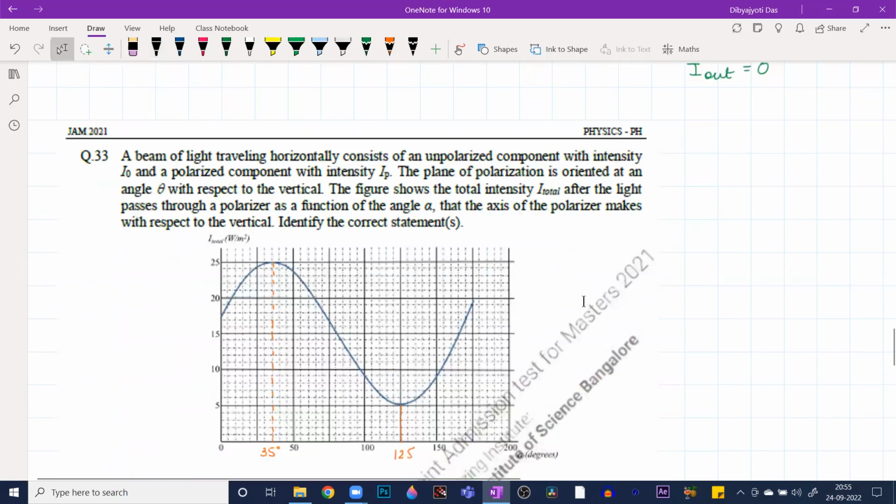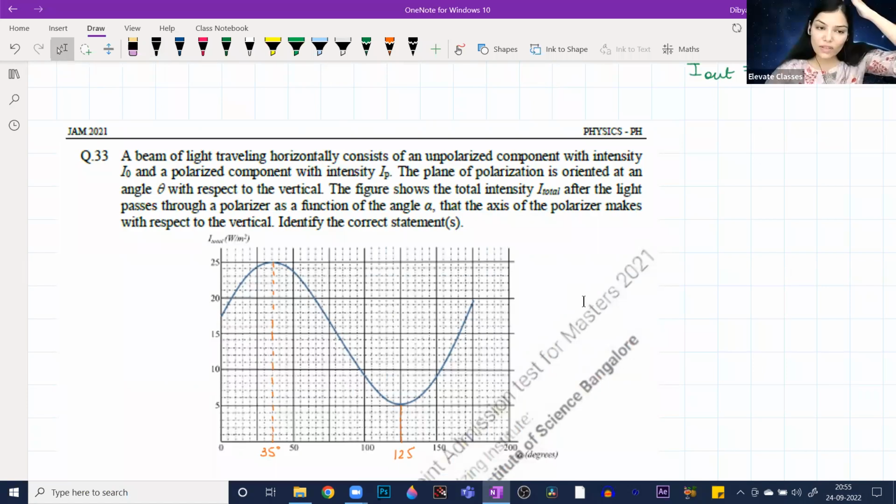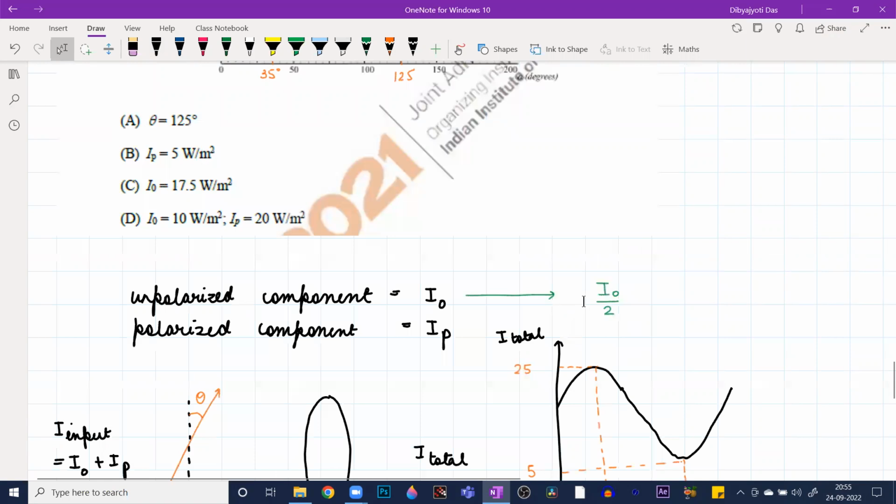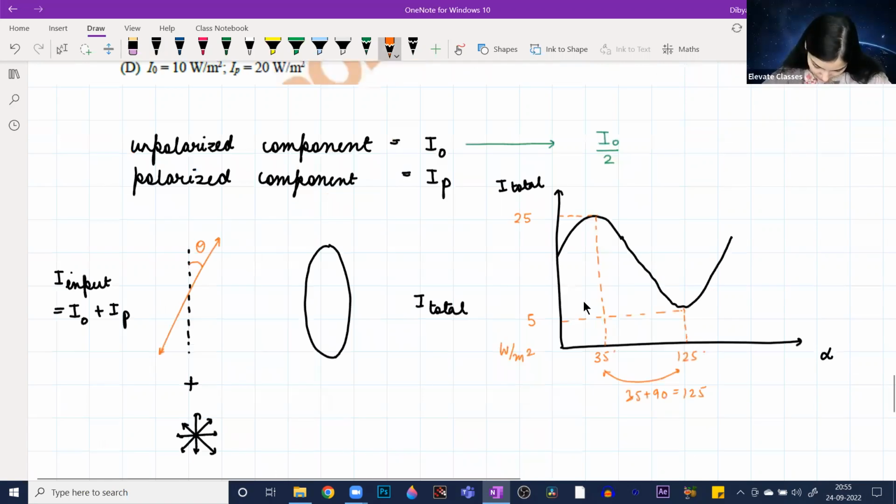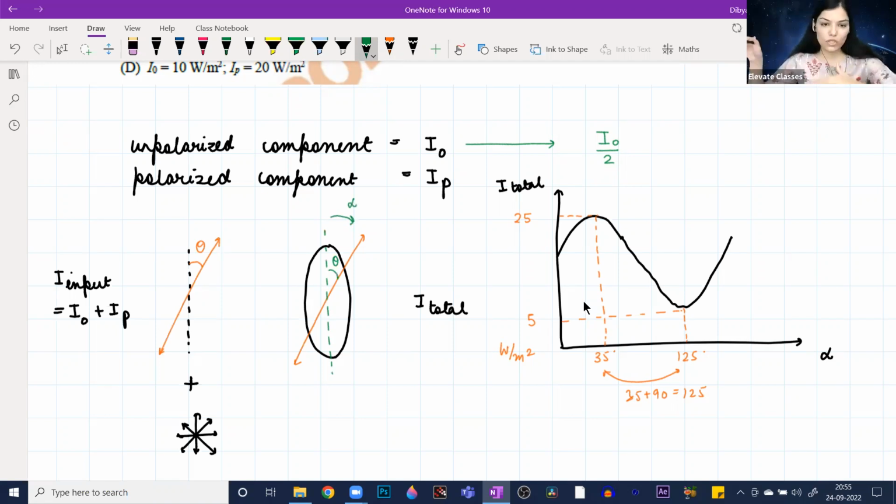Yes ma'am, alpha is from the vertical, right? Okay, so alpha minus theta will come then. In that case, this is my theta with respect to the vertical. So I am starting like this, rotating it like this by alpha, and this angle is theta. So at any one position, if I look at some other position, let us say this is the pass axis. So now this is angle alpha. So for the component, alpha minus theta will come.